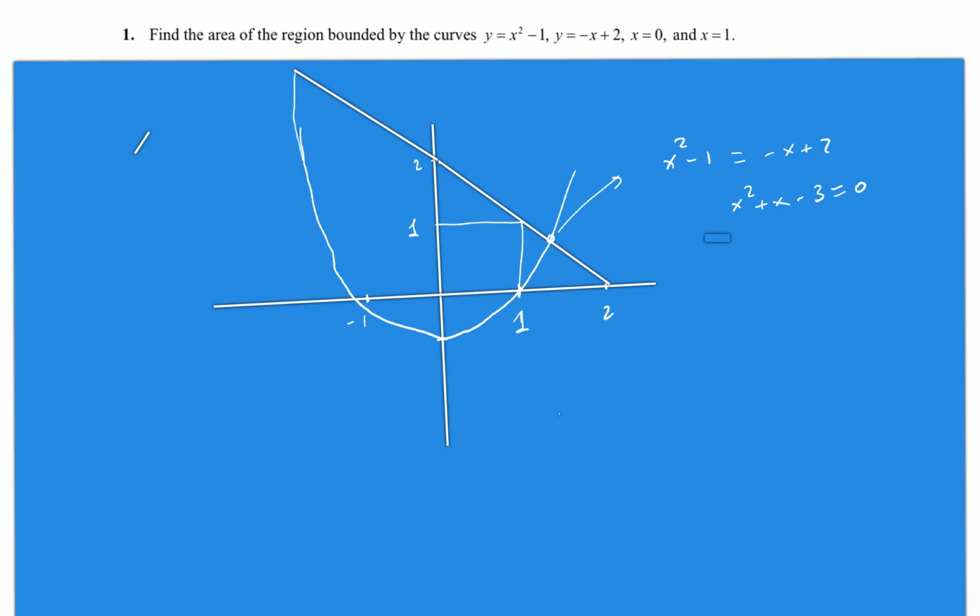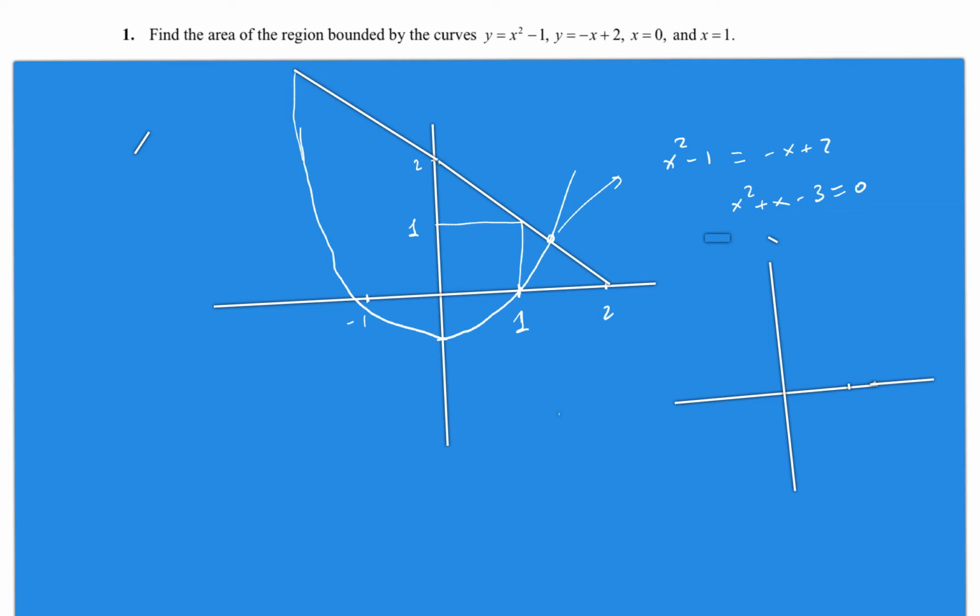The first problem says: find the area of the region bounded by the curves y equals x squared minus 1, y equals minus x plus 2, x equals 0 and x equals 1. The line x equals 0, where is the line x equals 0? The line x equals 0 is exactly the y-axis.